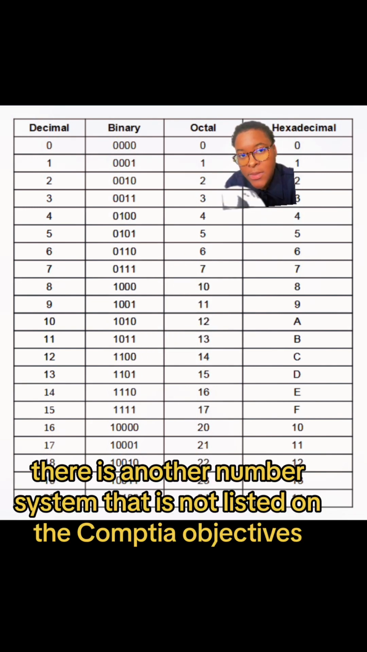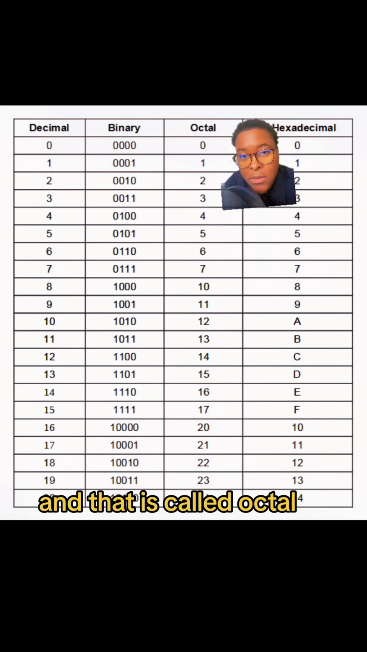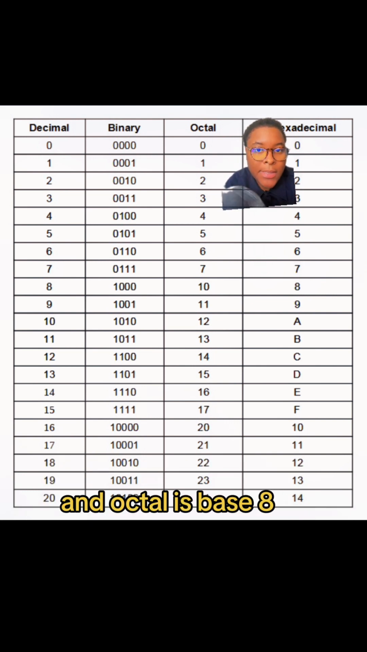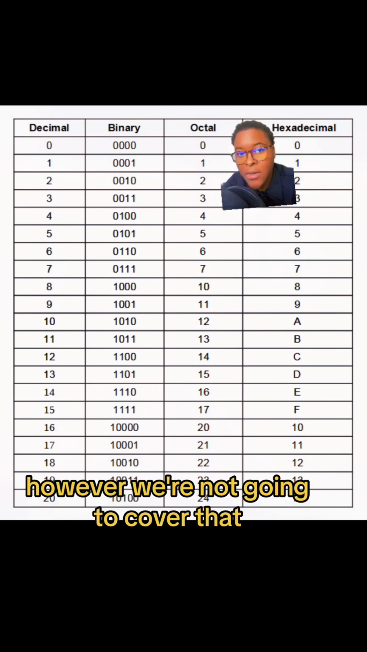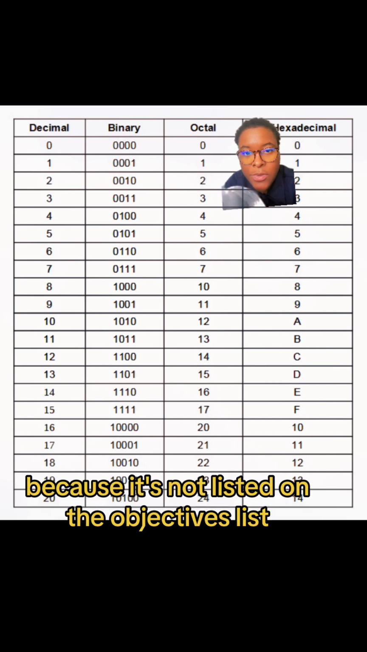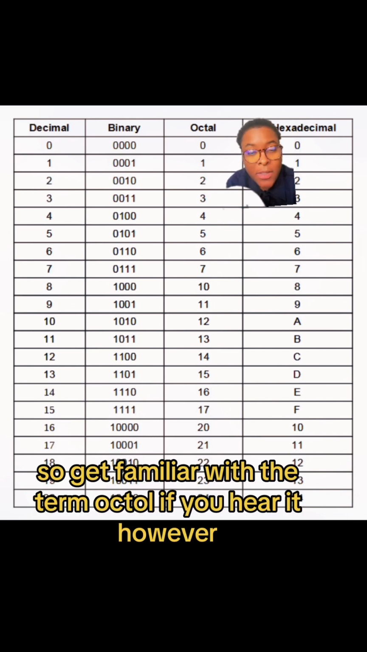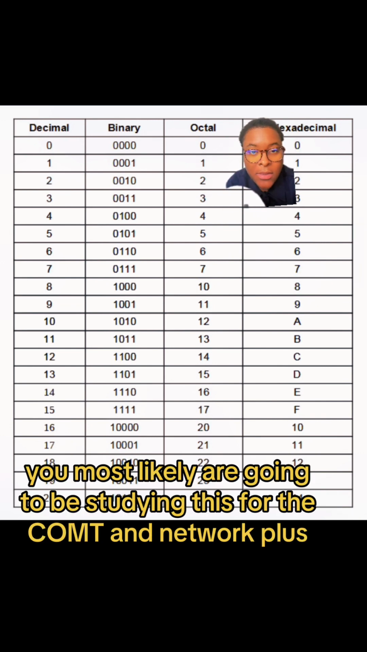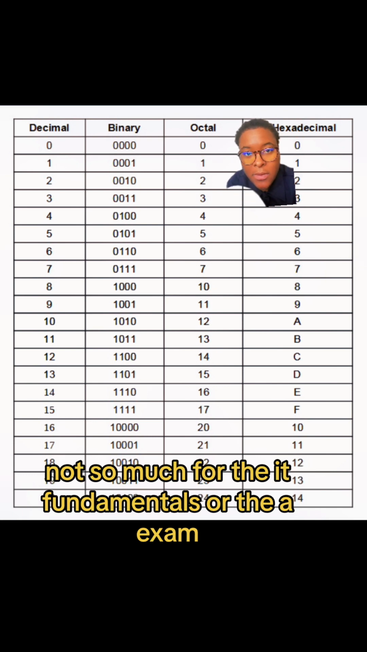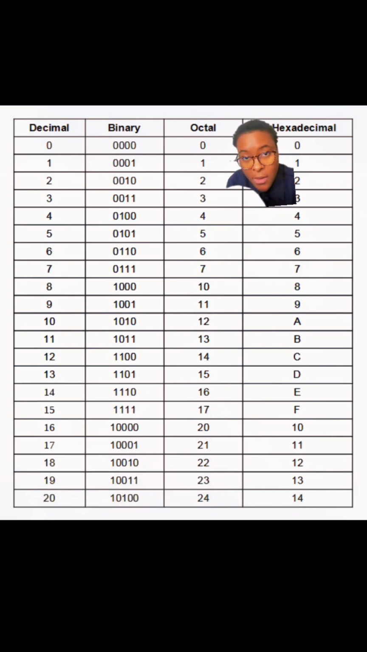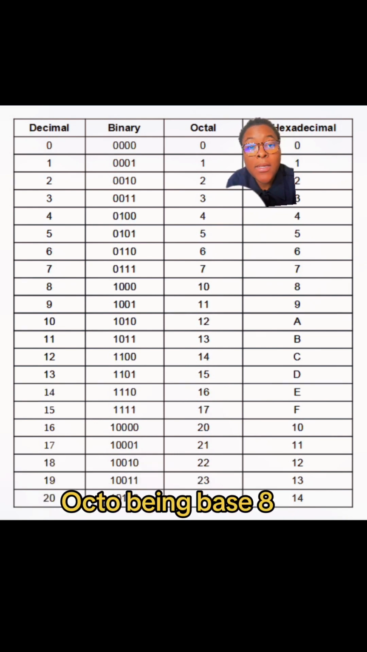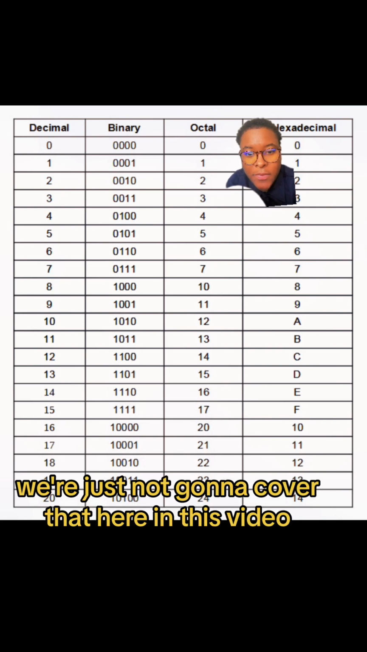There is another number system that is not listed on the CompTIA objectives, and that is called Octal. And Octal is base 8. However, we're not going to cover that because it's not listed on the objectives list. So get familiar with the term Octal if you hear it. However, you most likely are going to be studying this for the CompTIA Network Plus, not so much for the IT Fundamentals or the A+ exam. Octal, being base 8, is its own number system with its own rules. We're just not going to cover that here in this video.